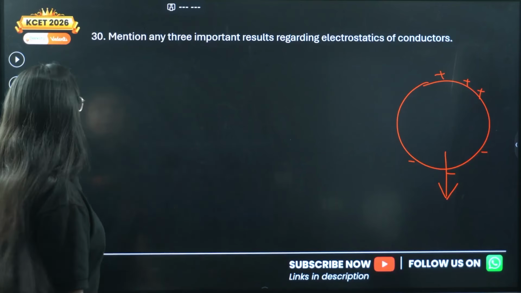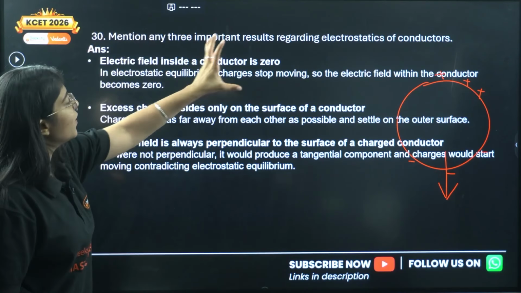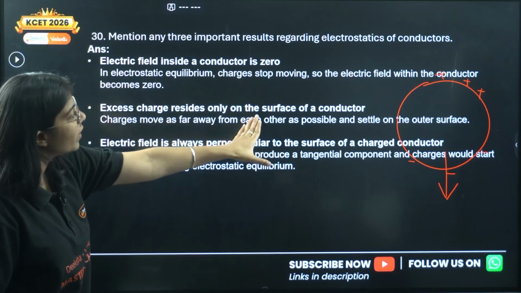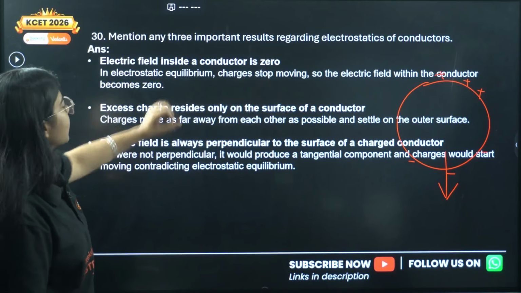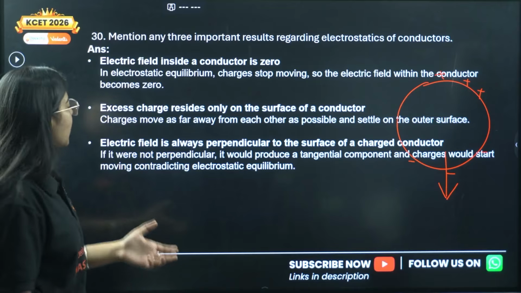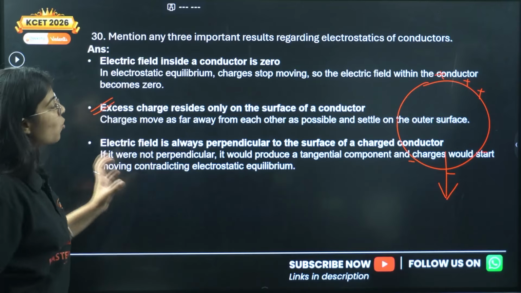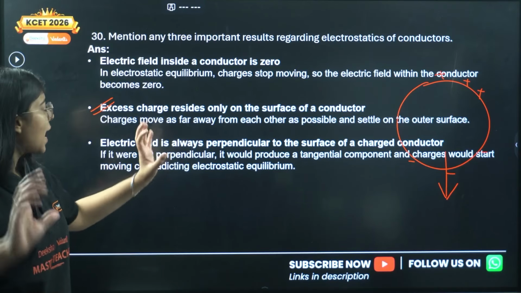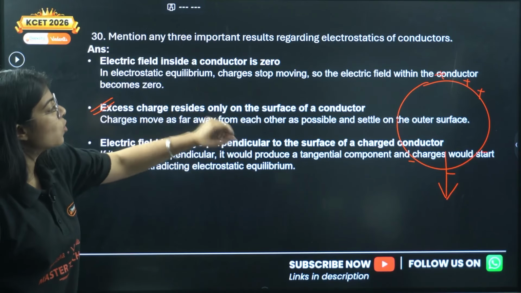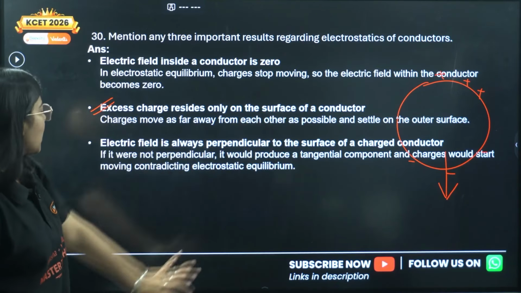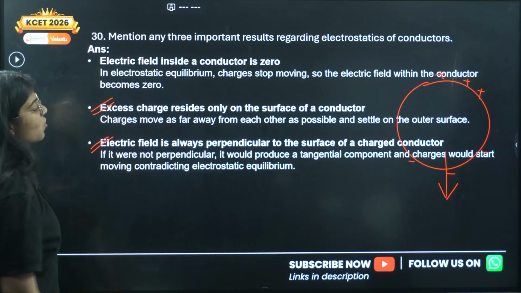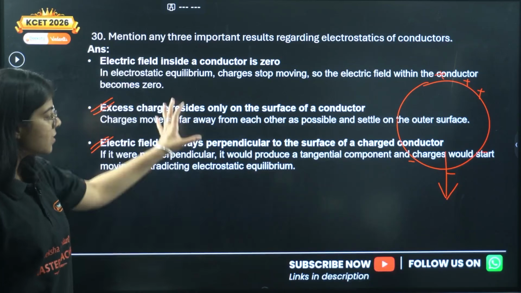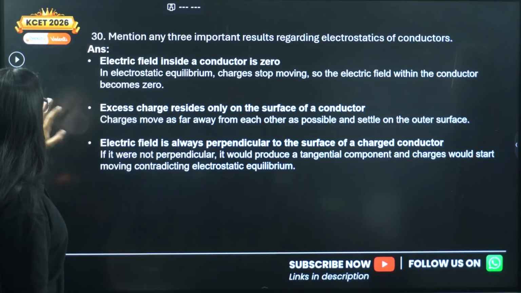Correct? Let's read the answer. Electric field inside the conductor is 0. In electrostatic equilibrium, charges stop moving, so the electric field within the conductor becomes 0. Then excess charge resides only on the surface of a conductor. We know charges move as far from each other as possible, so they settle on the outer surface. And third, the electric field is always perpendicular to the surface of a charged conductor. Correct? This is the exact definition that you can write.